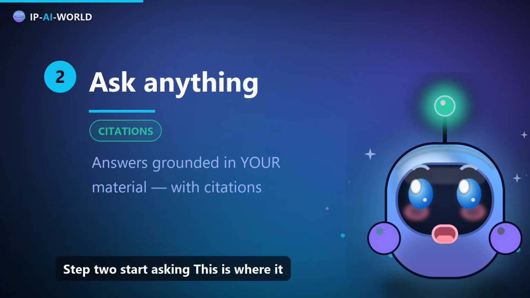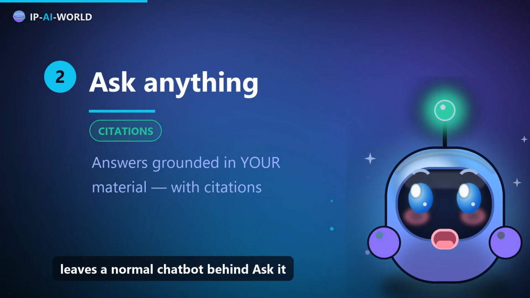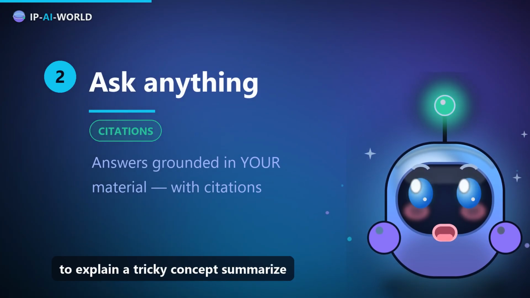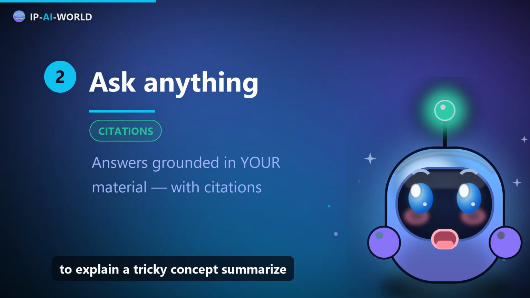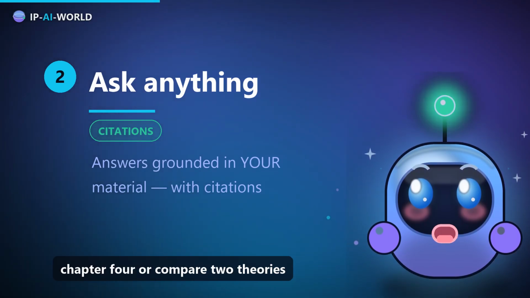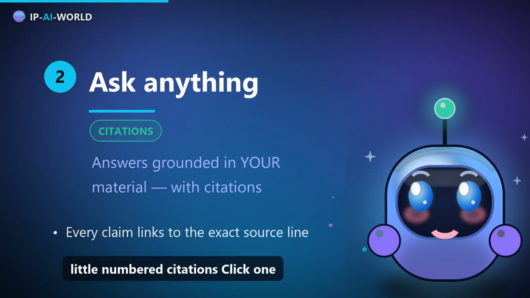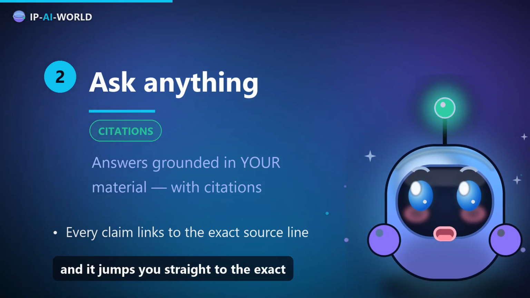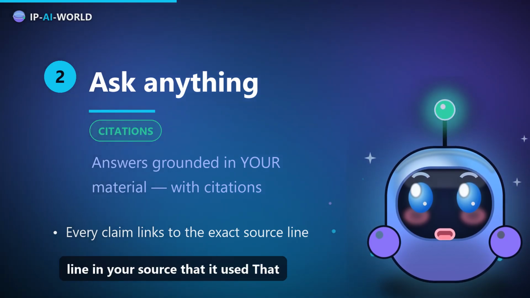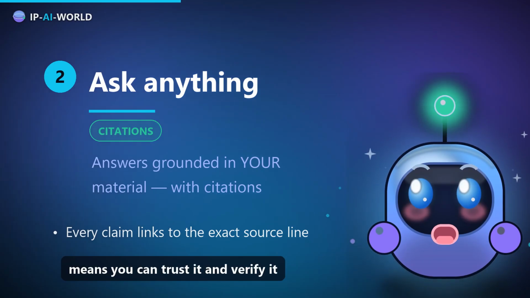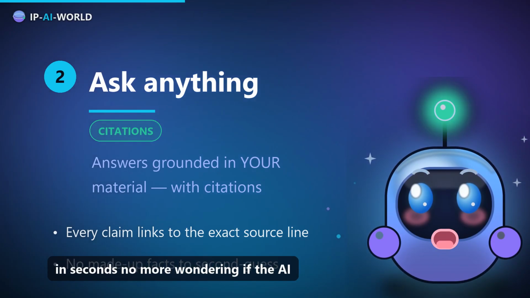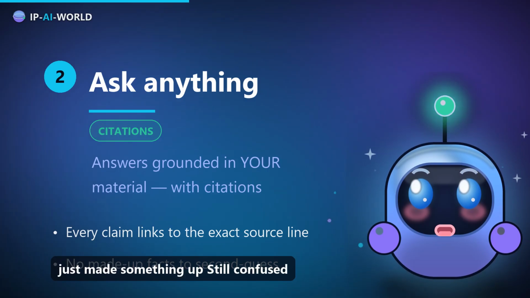Step 2. Start asking. This is where it leaves a normal chatbot behind. Ask it to explain a tricky concept, summarize chapter 4, or compare 2 theories, and every answer comes back with little numbered citations. Click one, and it jumps you straight to the exact line in your source that it used. That means you can trust it and verify it in seconds. No more wondering if the AI just made something up.